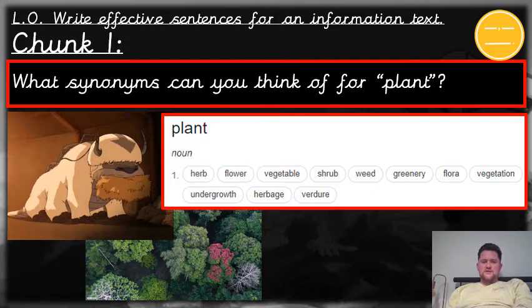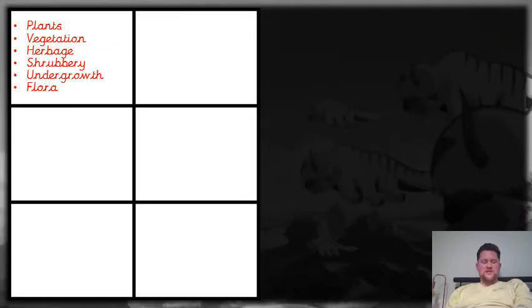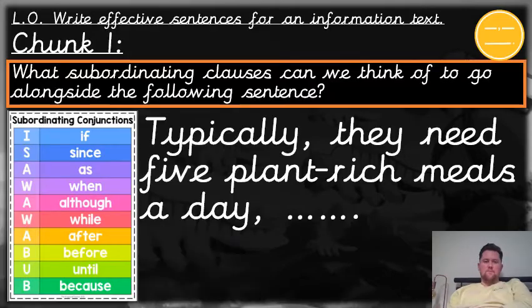Okay, let's have a look at the ideas I got. So I've got plants, vegetation, herbage, shrubbery, undergrowth, flora. Pausing the video, I would like you to write down some words for plant. Okay, let's go on to the second bit of one.